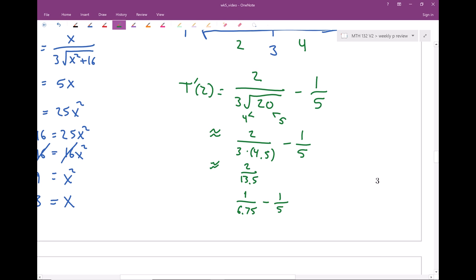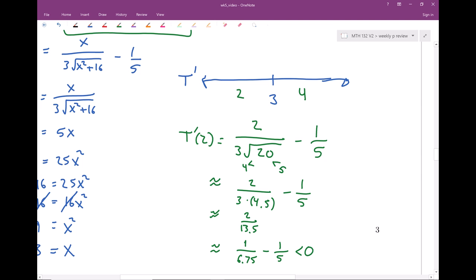And so if you really wanted to, you could get common denominators and whatnot, but hopefully we can agree that 1 divided by 6.75 is smaller than 1/5. Just like a third is smaller than a half, or a fourth is smaller than a third. When you divide by more, you get a smaller number than if you divide by less. I would rather have half of a pizza rather than a third of a pizza. All right, so since this is a smaller number, subtract away a bigger number, this is going to be less than 0.